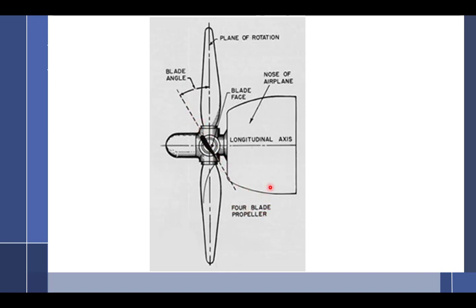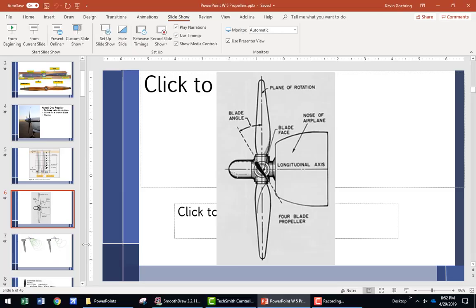Okay, blade face is the part that is flat and faces the pilot. Now, pilot's over here. And we're looking at the angle. So this is the angle of the blade, in line with the longitudinal axis. So there's my blade angle. Follow that one? Yeah, we're good. Okay, blade angle.